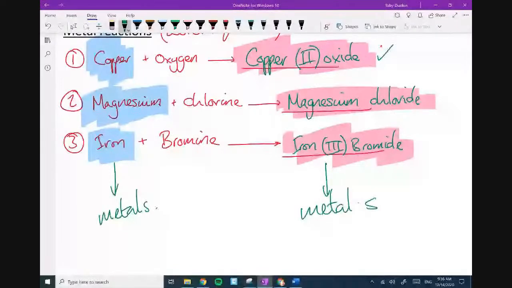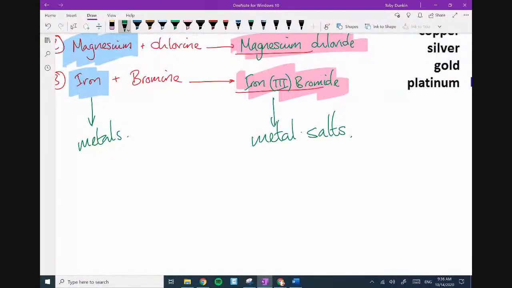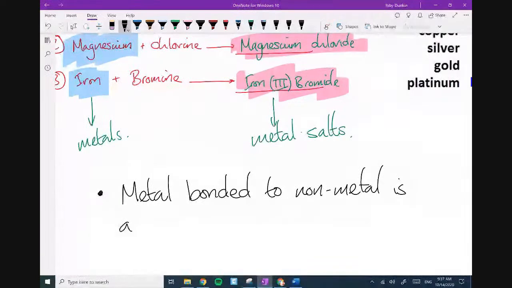So any metal non-metal compound, and this is the first note that we want to make down. I'm going to go back to black for this. So first really important fact: metal bonded to non-metal is a metal salt. So you realize that any metal to non-metal is a metal salt. That's the key thing here.